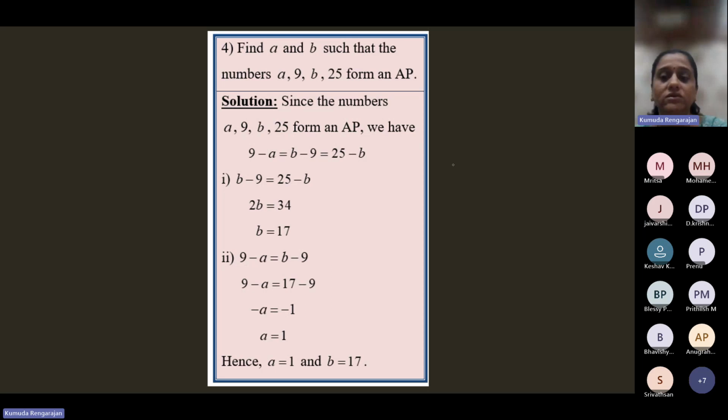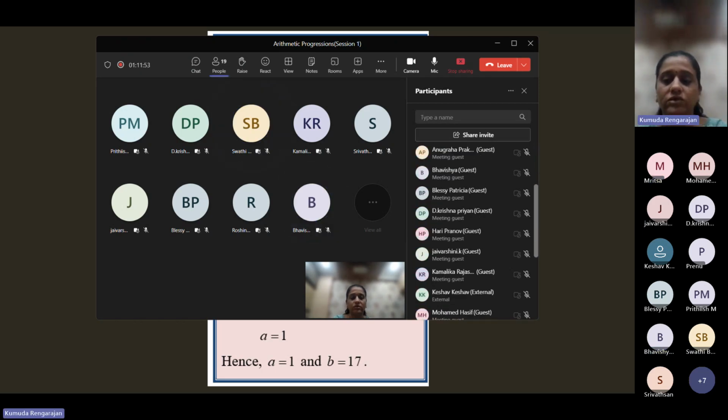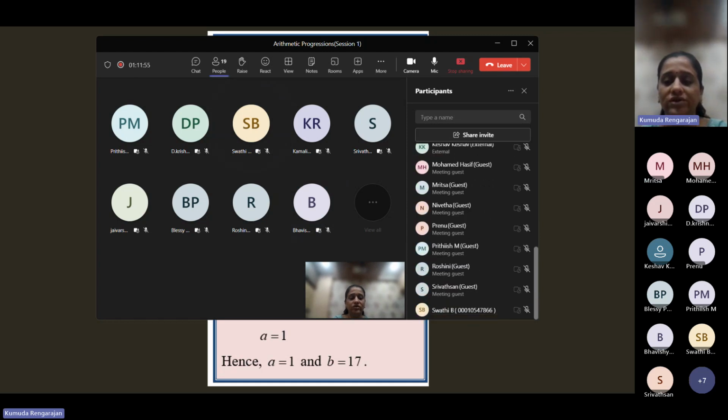Any questions, children? No, ma'am. No, ma'am. No, ma'am. All right, class, very good. Class, use the emoji, raise your hand.